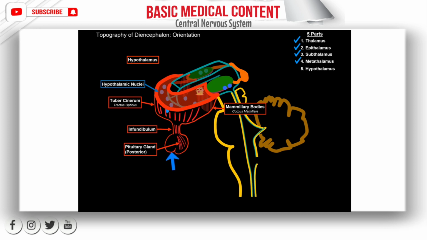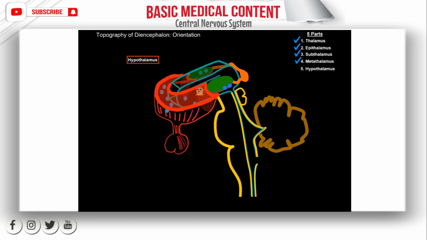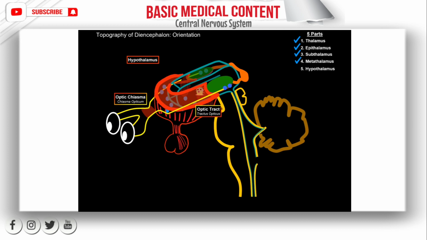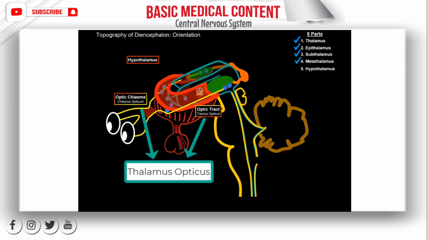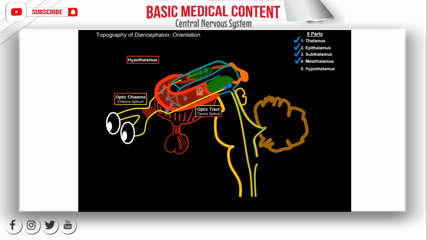The anterior part of the pituitary gland is not considered a part of the hypothalamus, since it's glandular, meaning it has a different origin during development. Other parts that are considered a part of the hypothalamus are the optic chiasm and the optic tract. Some sources say they are their own part of the diencephalon, called the thalamus opticus, and some sources include them as a part of the hypothalamus. In this video, we will count them as a part of the hypothalamus, but keep that in mind.